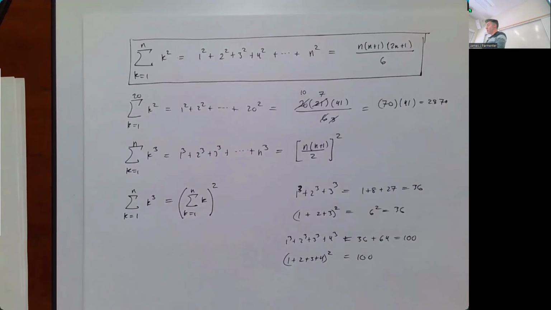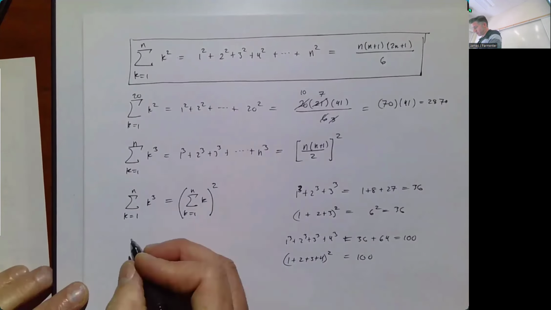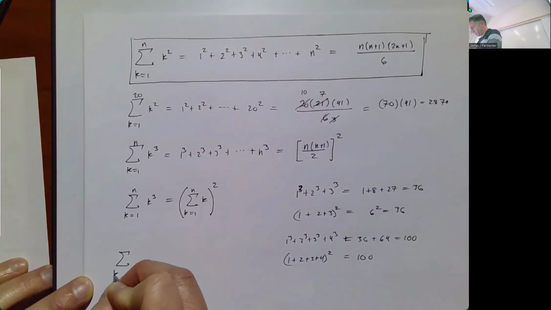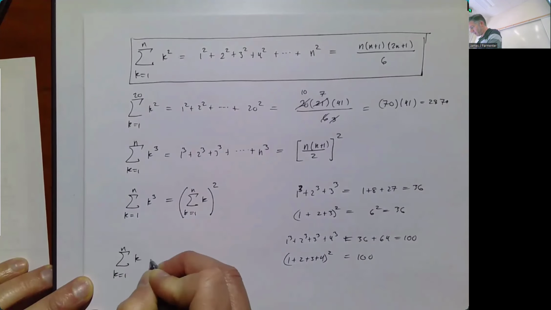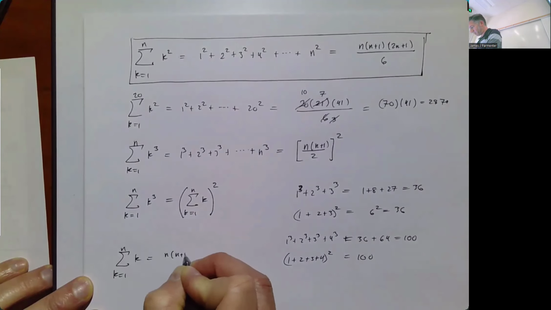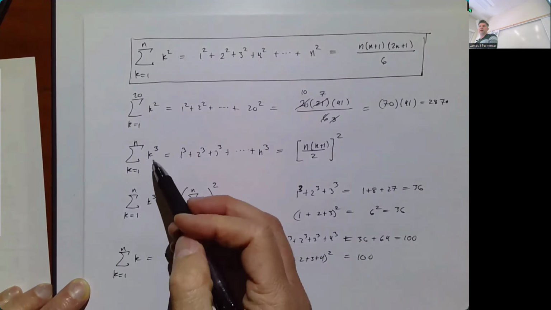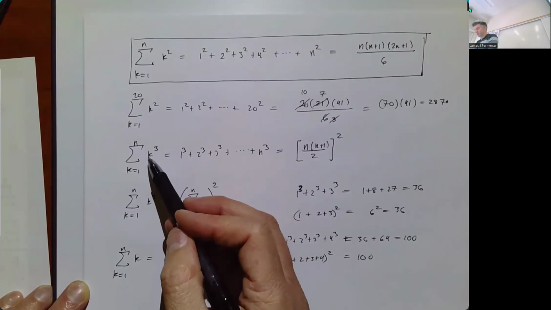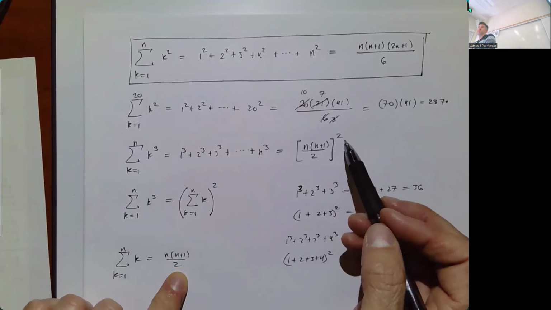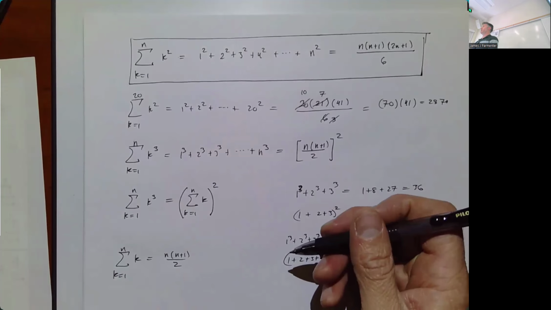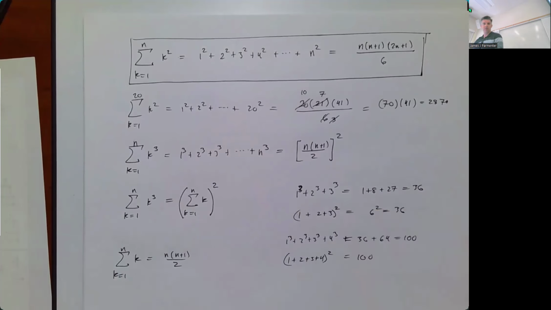If you know that the sum from k equals 1 to n of k is equal to n times n plus 1 over 2, then this formula kind of comes along for free. If you just remember that, oh yeah, the sum of the cubes is just that formula squared. It's always good to memorize less things if you can get away with it. Yeah.